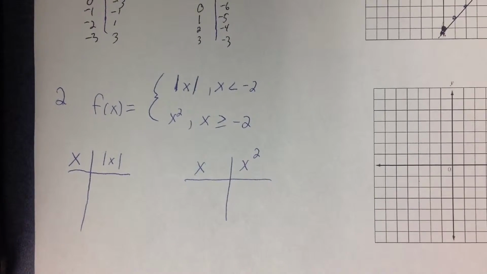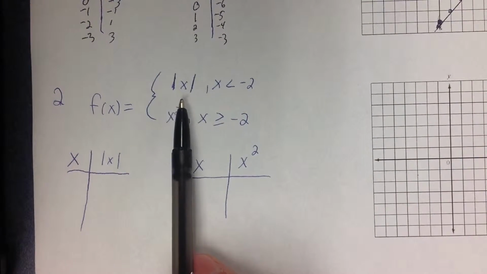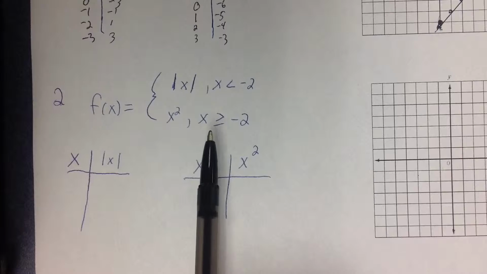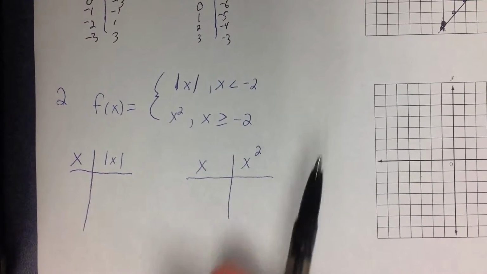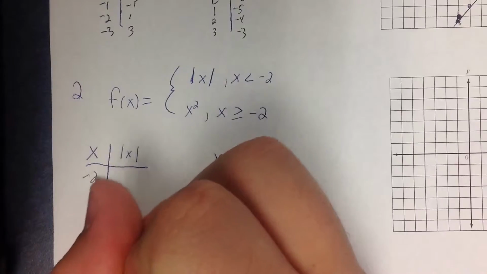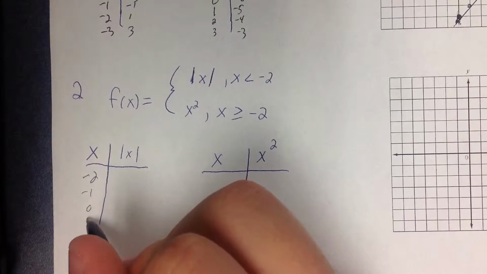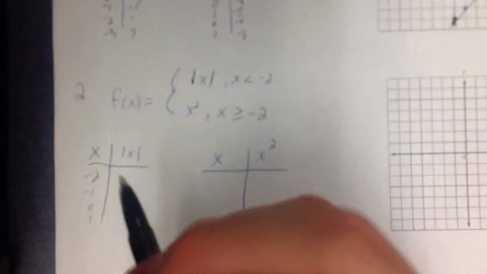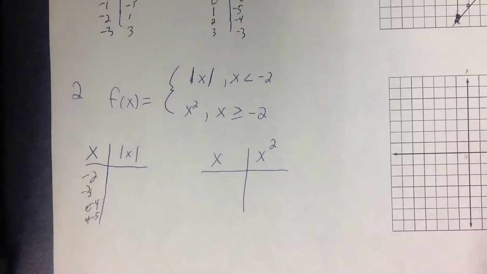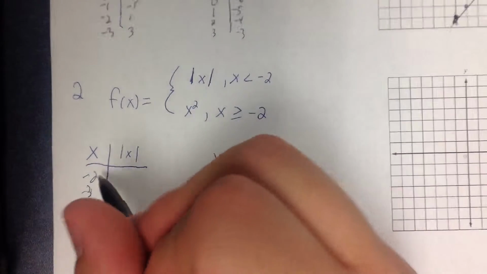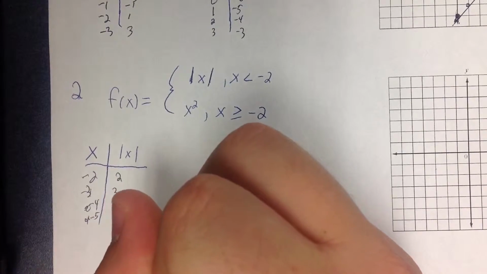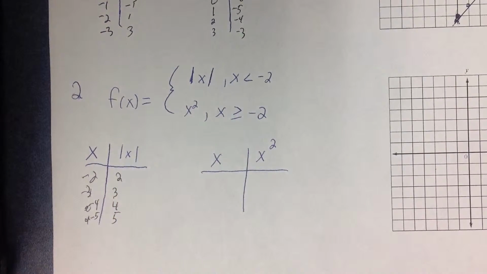So next one I'm going to look at is f of x equals the absolute value of x when x is less than negative 2, and f of x equals x squared when x is greater than or equal to negative 2. So this time my dividing point or my starting point that I'm going to start with each table with is negative 2. So less than, I'm going to have negative 2, negative 3, negative 4, and negative 5. So the absolute value of negative 2 is 2. The absolute value of negative 3 is 3. The absolute value of negative 4 is 4. And the absolute value of negative 5 is 5.